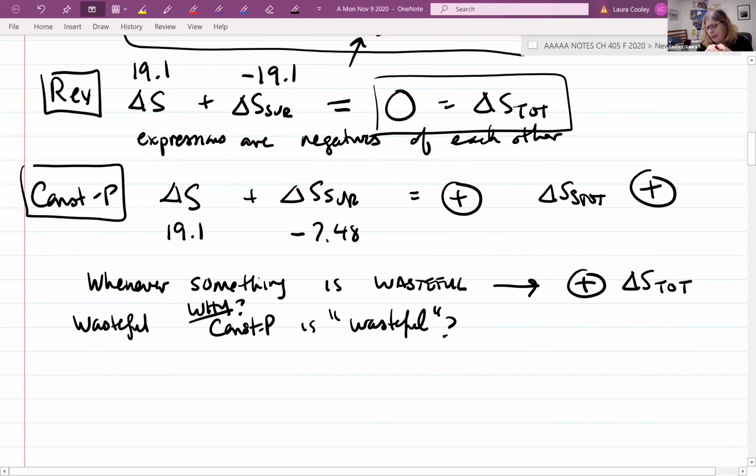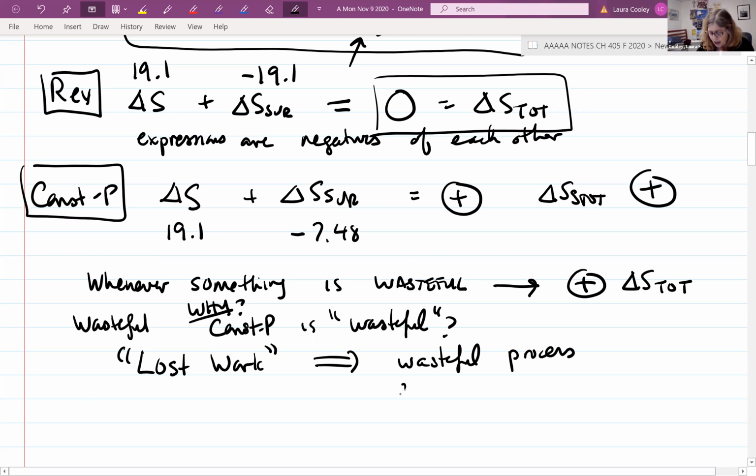Well, the way I see it, you have a gas. Let's suppose the initial pressure of the gas is 10 atmospheres. It can push that hard. It can push against 10 atmospheres, but at a constant pressure expansion, it might only be pushing against one atmosphere. It still ends up with the same change in volume, but it could have done a lot more work. And so it appears that lost work implies a wasteful process, which are generally processes that generate entropy. In other words, a positive delta S total.